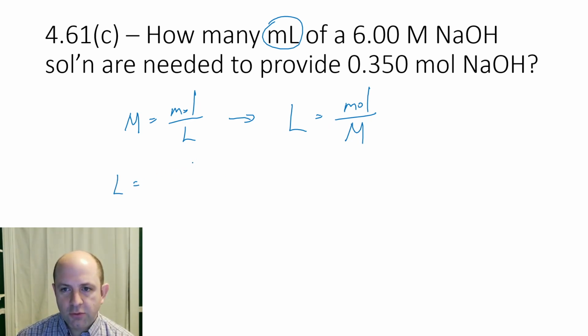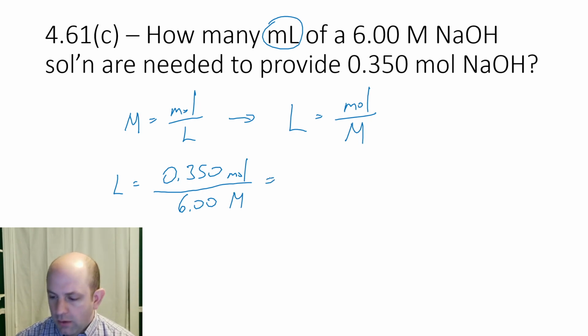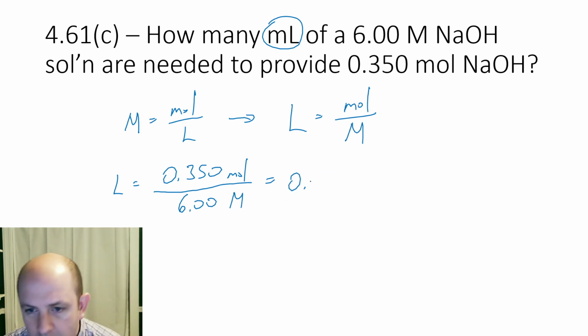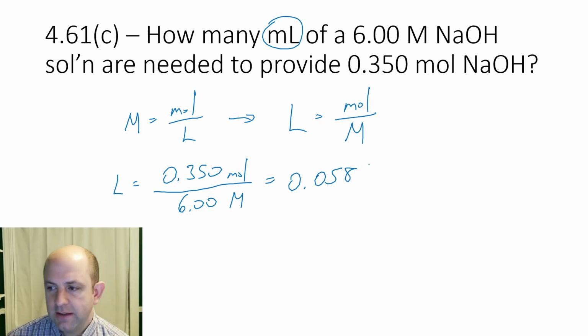So the liters will be the 0.350 moles that we want. We will divide that by the 6.00 molar solution that we're given. So 0.350 divided by 6. We get an answer of 0.0583 repeating, so it just stays 0.0583 liters.